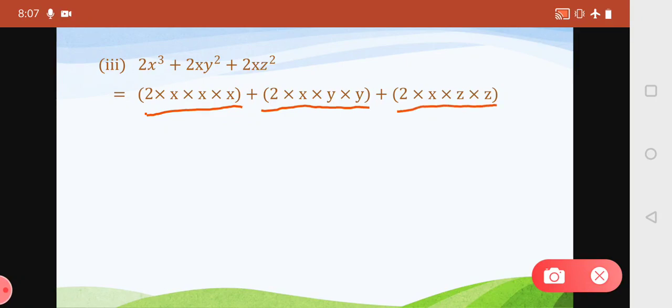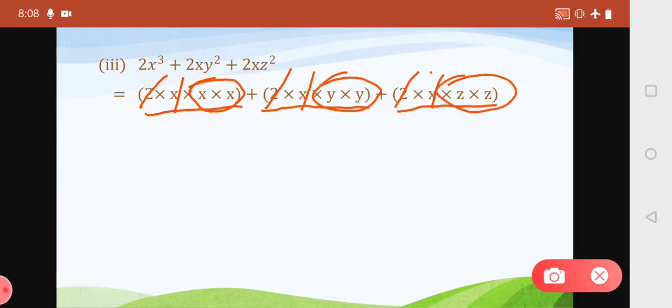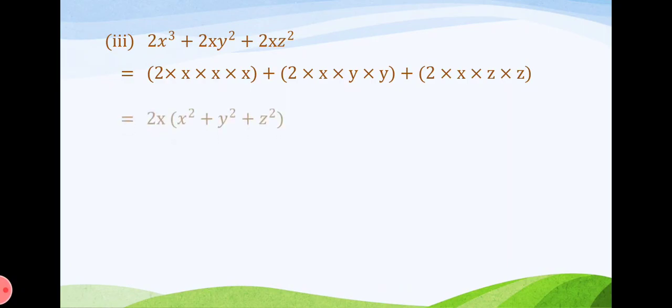Now we can see very clearly that first we can take out 2 common. Now x is also present in all the three terms, so we can take out x common. Nothing else is common in all the three terms, so we can take out only 2x common. In the first term we will be left with x square, in the second term with y square, and in the third term z square. So we write equal to 2x into (x square plus y square plus z square).